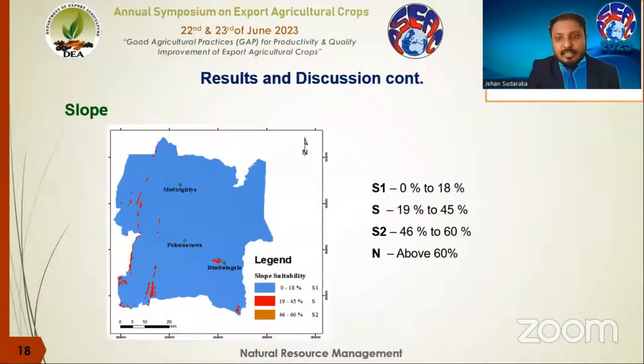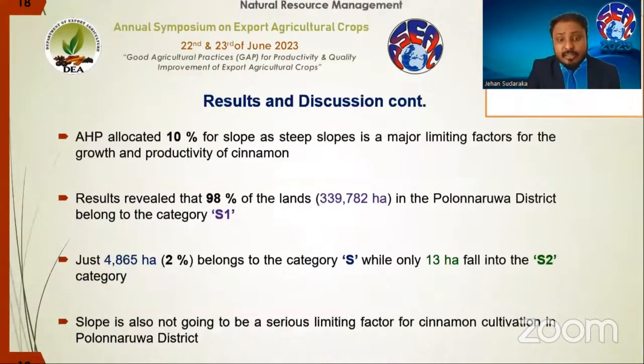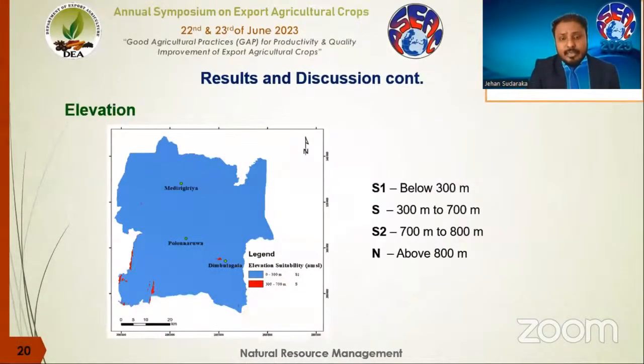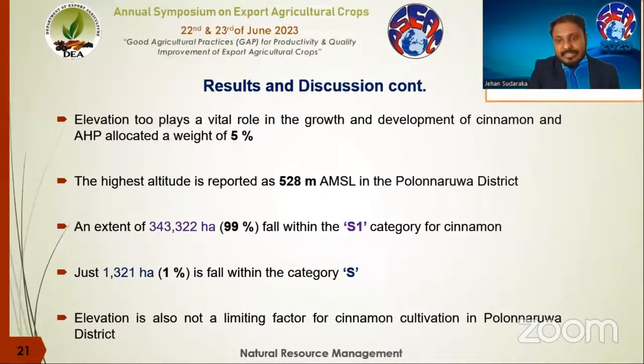The slope is the next most critical limitation factor for the growth and productivity. AHP allocated 10% of weight here, but the result shows that 98% fell within the highly suitable category, so it's also not going to be a limitation factor. Then elevation. Elevation also plays a vital role for both growth and productivity of cinnamon. AHP allocated 5% of weight for elevation, and the result shows that 99% fell within the highly suitable category, so it's also not going to be a limitation factor.